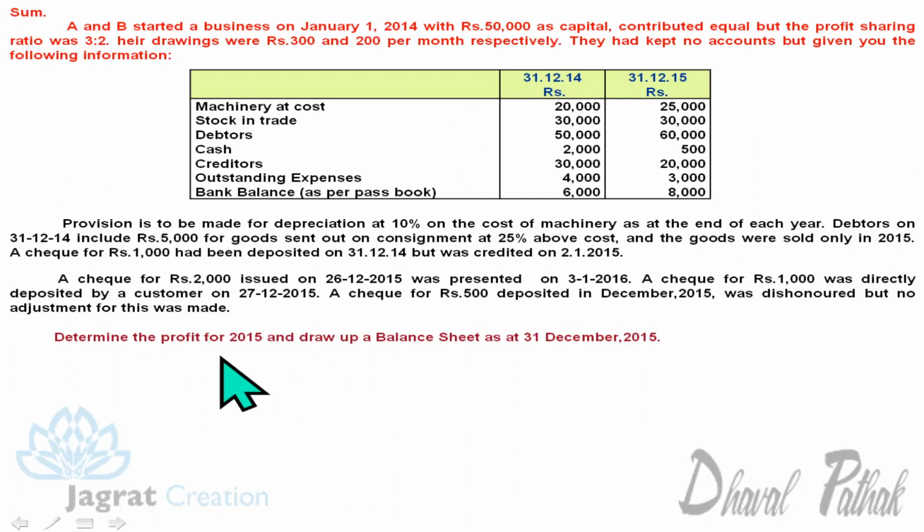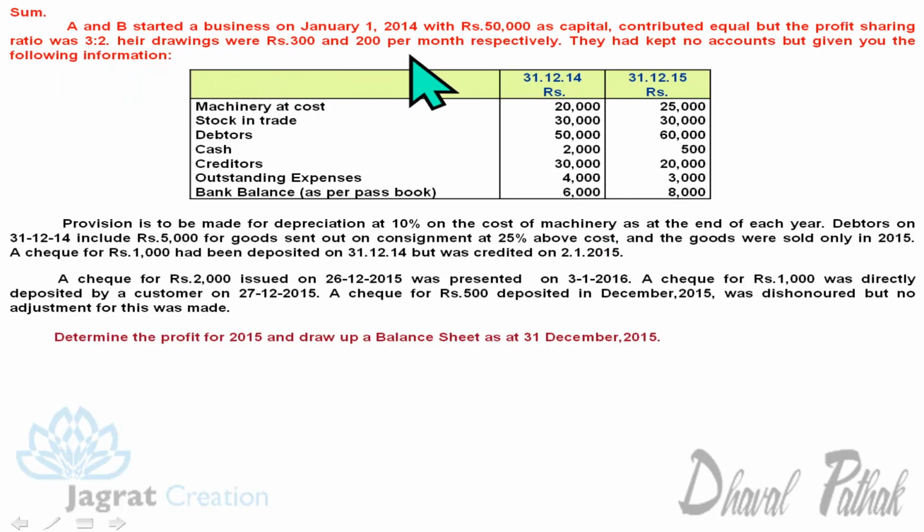Now, profit will be found out by capital comparison method. Capital at the beginning of the accounting period and capital at the end of the accounting period is to be compared. For 2014, capital at the beginning of the accounting period is given as 50,000. By preparing a statement of affairs as on 31st of December 2014, I'll find out the capital. The beginning capital 50,000 and the capital found out by preparing the statement of affairs will be compared, considering the drawings made by the partners.